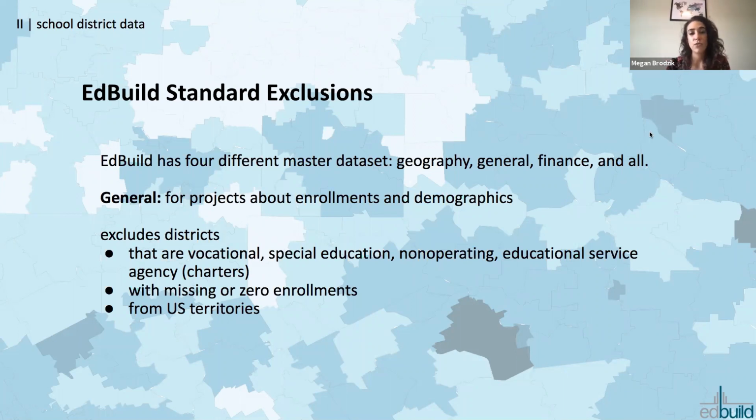It excludes districts that are vocational, special education, non-operating, or education service agencies, which are oftentimes how charters are characterized in the data. So exclude any districts with missing or 0 enrollments and any districts in the US territories.